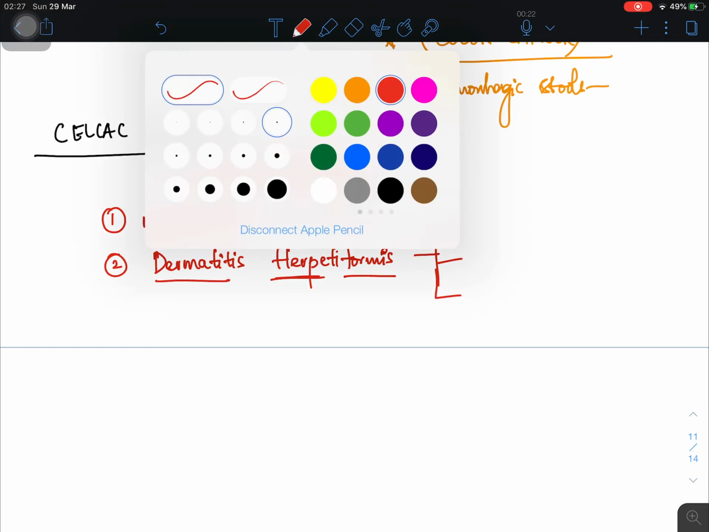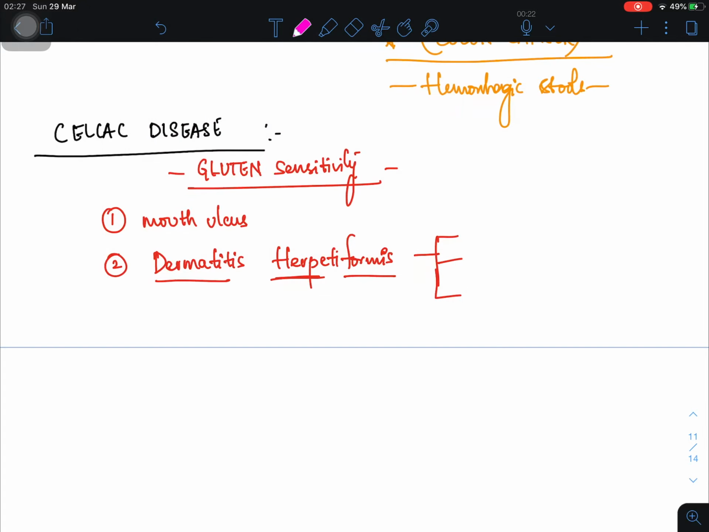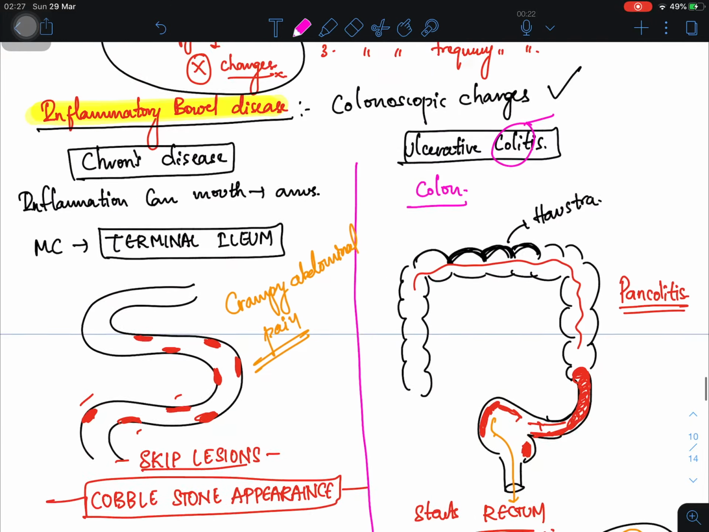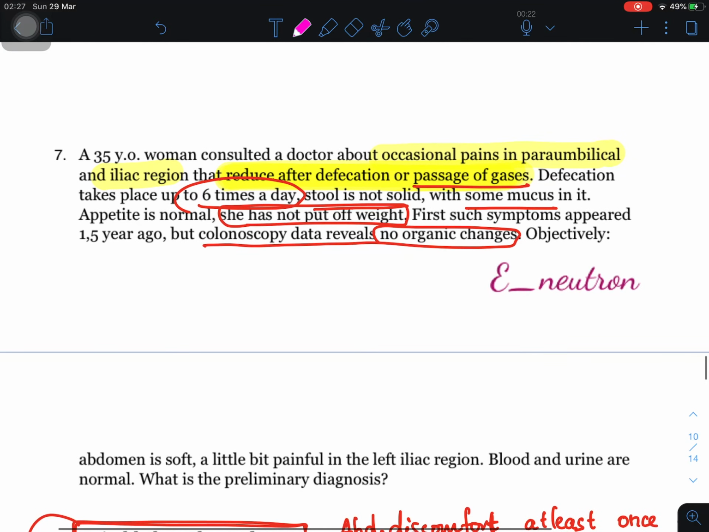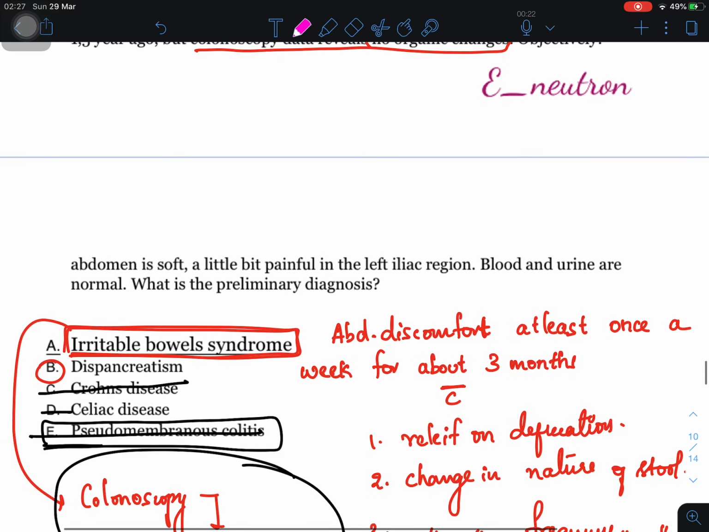Now where is this rash located? This rash is located on the shoulders, on the elbows, even on the knees. So in this question he has not given any complaint of mouth ulcers or any complaint of rash, so this option is also wrong.